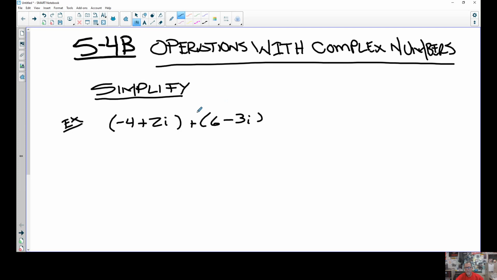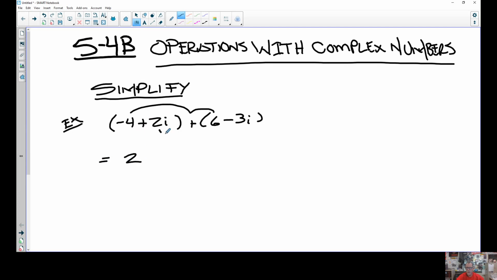If we have this, we've got a complex number here, real component, imaginary component, real component, imaginary component. So these are both a plus or minus bi form, right? So how do we do that? Again, the same thing we did where real has to equal real and imaginary has to equal imaginary. What we're going to do here is add the like components. So negative 4 plus 6 equals a positive 2.